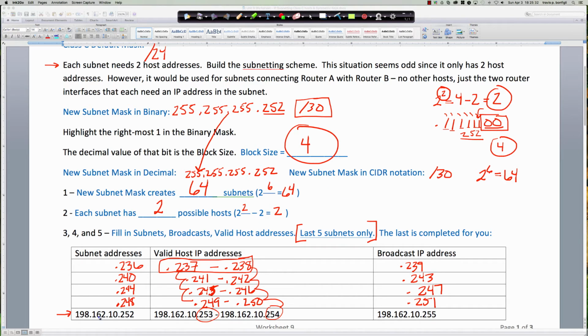And this was a little more difficult because we end up with some values that we've talked about a little bit, but we've yet to put into play. So this is all about the /30.